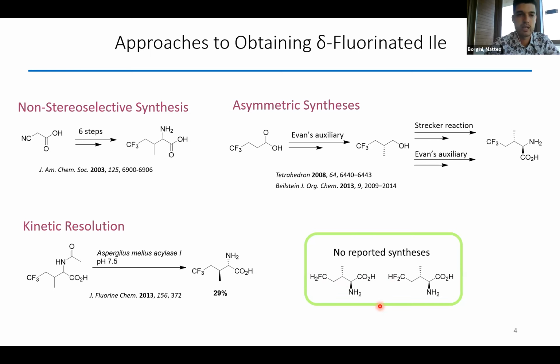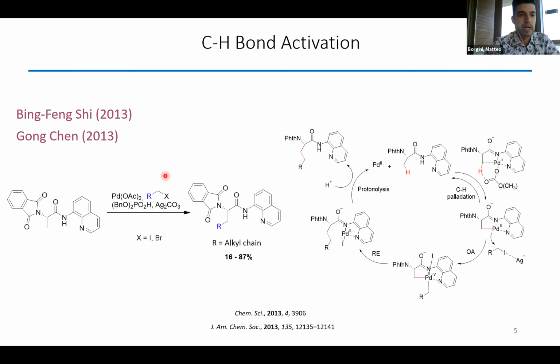So we got inspired by the work of Professor Shi and Professor Chen on the CH bond activation. They used this advanced intermediate with the aminoquinoline moiety in order to coordinate the palladium species and kick off the palladacycle. This directing group is important to activate the beta position shown here.